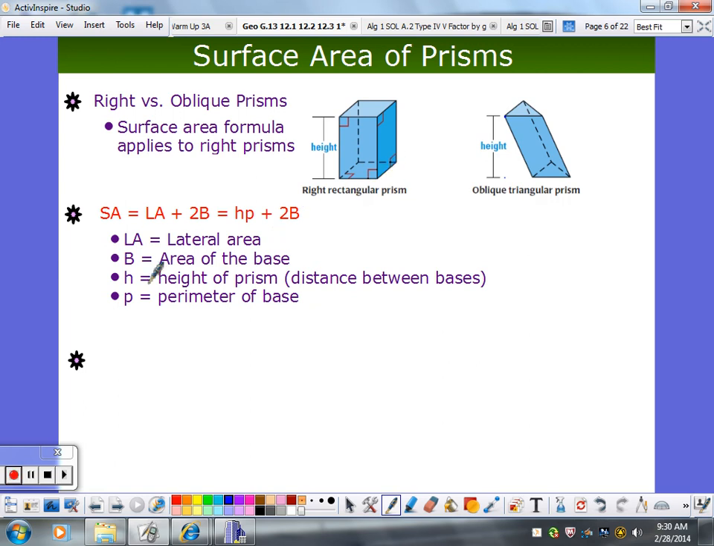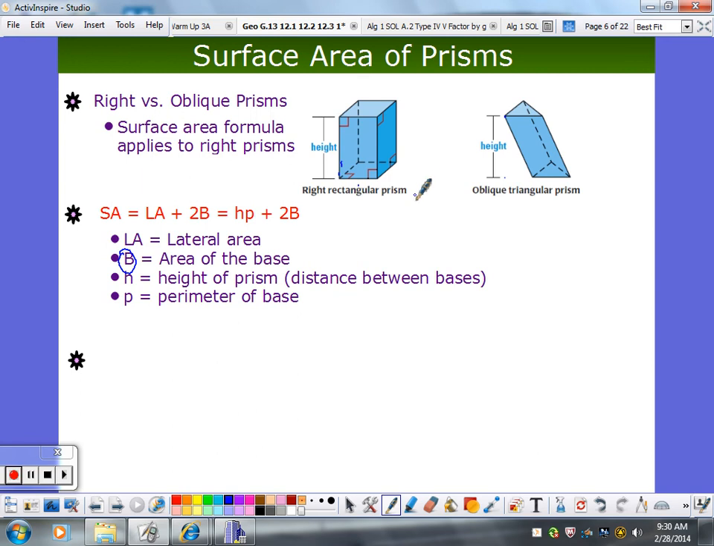Some of the little abbreviations: LA is for lateral area, which is just the sides. Capital B, and this uppercase is important, means the area of the base. Remember, our bases can be rectangles, triangles, pentagons, any polygon you want. So capital B just means the general area of that base. The height is the distance between the bases. So decide where your bases are, and that's the height.